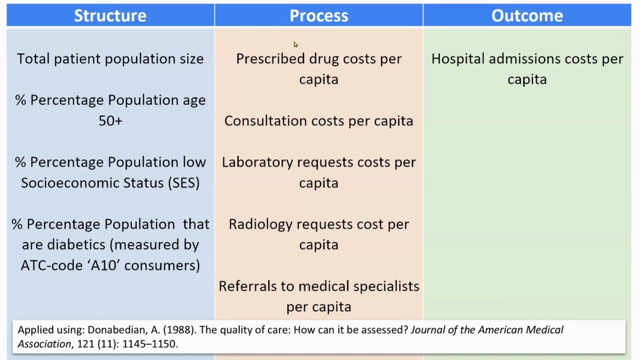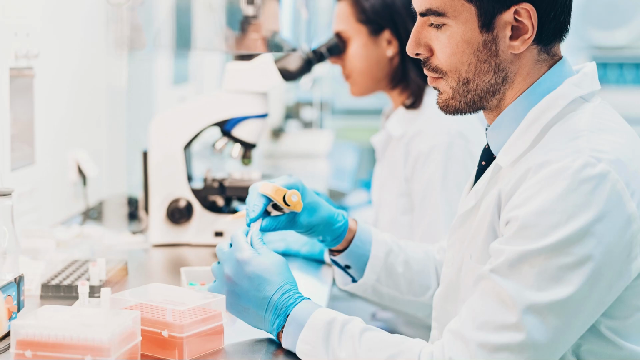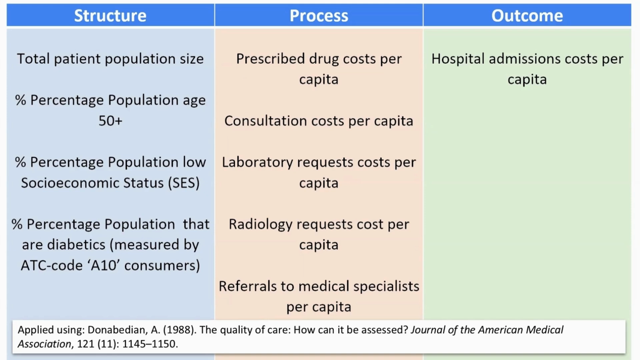Next, we look at the process variables, which describe the actions by healthcare providers. These include prescribed drugs per capita. The total cost of medications prescribed by the GP is divided by the total population size to get a per capita amount. Consultation costs per capita. Frequent consultations might indicate thorough care, but also higher costs. Laboratory request cost per capita. Lab tests are essential for diagnosis and monitoring, but can contribute significantly to cost.